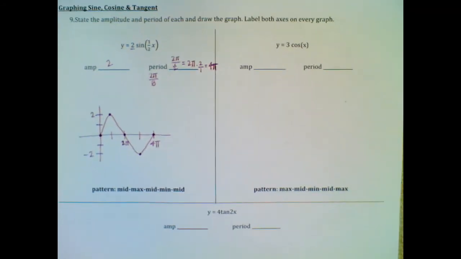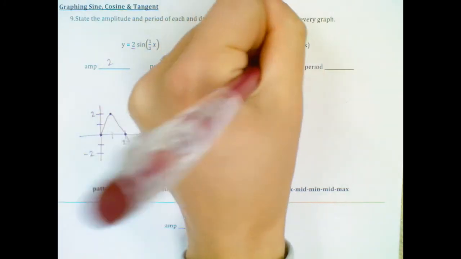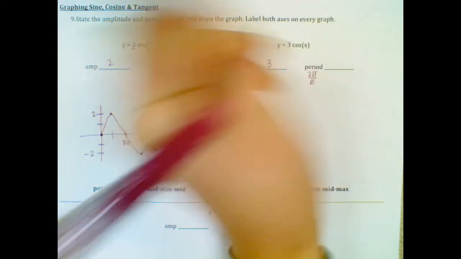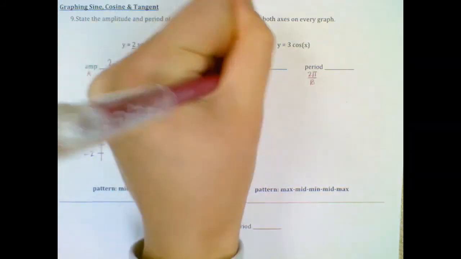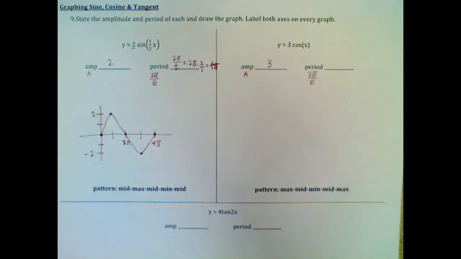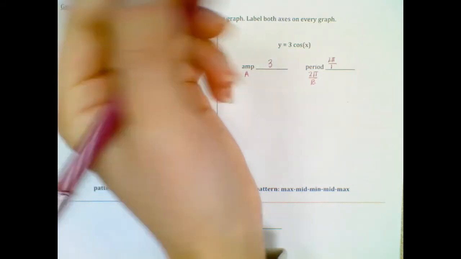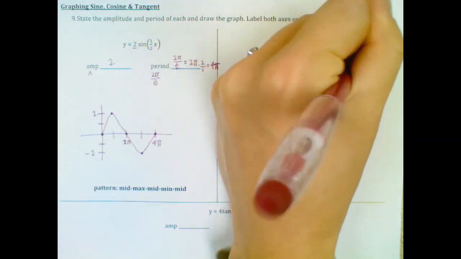Okay, cosine. Amplitude is 3. Period for cosine is 2 pi over b. Here, let me write that. The amplitude's A right here. Okay, so the period is 2 pi over, my b value is just 1. If you don't see something there, it's just 1. So this is 2 pi.